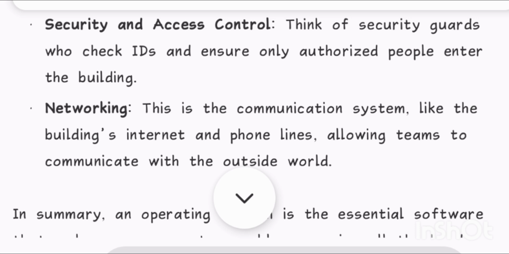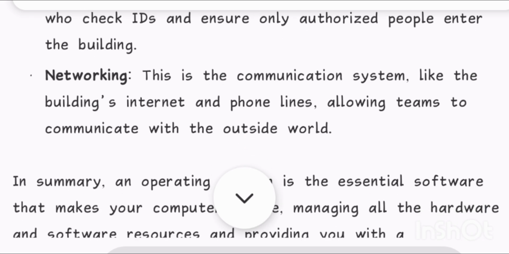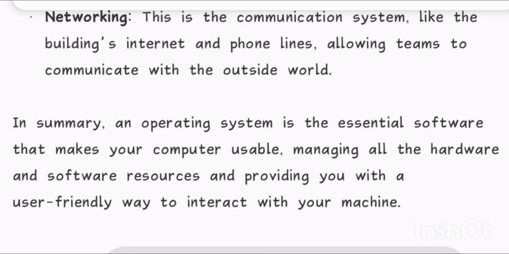Networking. This is the communication system, like the building's internet and phone lines, allowing teams to communicate with the outside world. In summary, an operating system is the essential software that makes your computer usable, managing all the hardware and software resources, and providing you with a user-friendly way to interact with your machine.